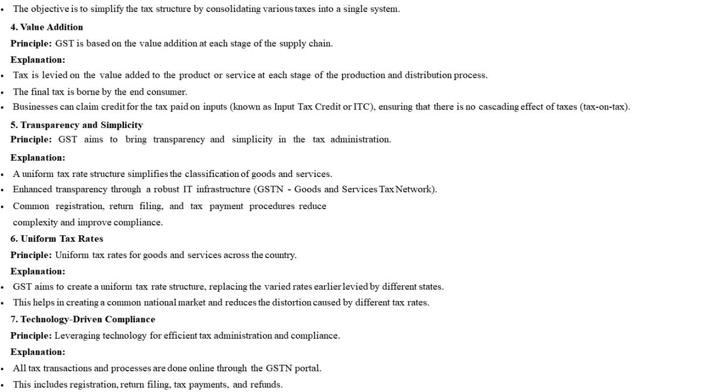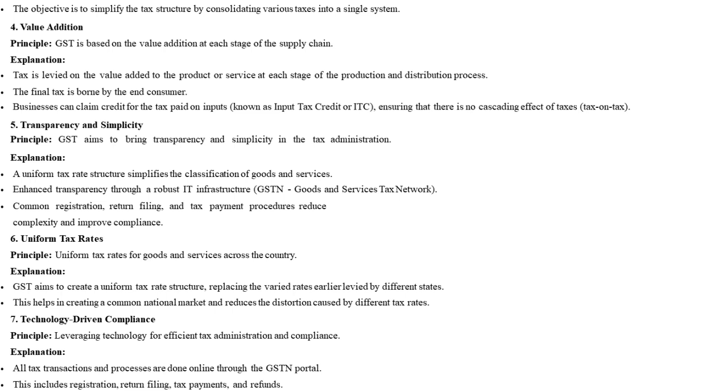6. Uniform tax rates. Principle. Uniform tax rates for goods and services across the country. Explanation. GST aims to create a uniform tax rate structure, replacing the varied rates earlier levied by different states. This helps in creating a common national market and reduces the distortion caused by different tax rates.